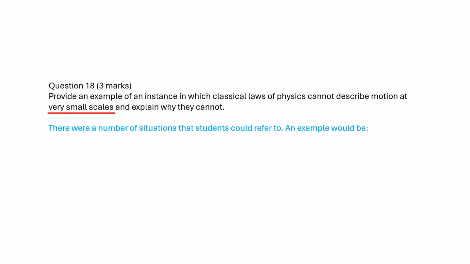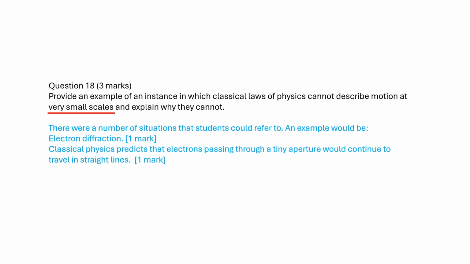Electron diffraction. Classical physics predicts that electrons passing through a tiny aperture would continue to travel in straight lines. However, these electrons are observed to diffract according to their wave property.